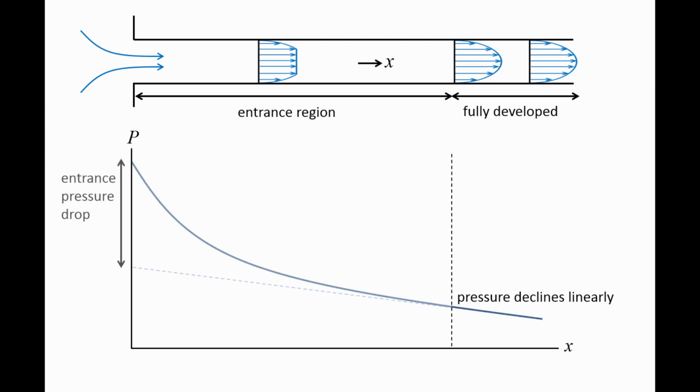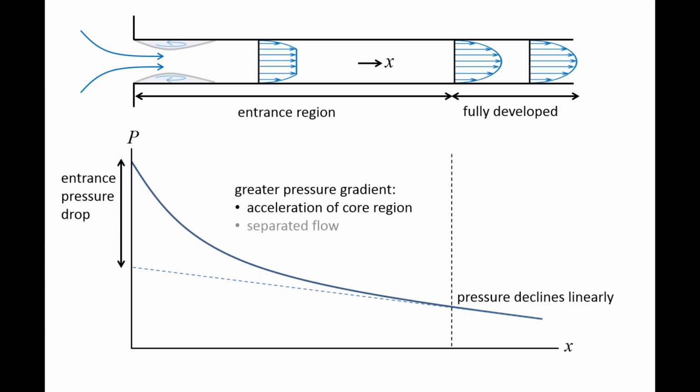However, in the entrance region, the pressure gradient is greater due to two factors. First, in order to maintain conservation of mass along the pipe, the core region accelerates as flow in the boundary layer near the wall is decelerated. The energy required to accelerate the core region comes from the potential energy stored as pressure. Second, if the flow is required to change sharply at the entrance, flow separation can occur. This will increase the shear stress in the flow, and a greater pressure drop is required to balance out the enhanced viscous effects.